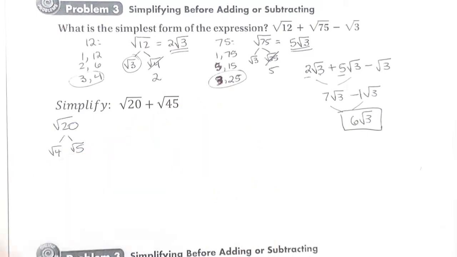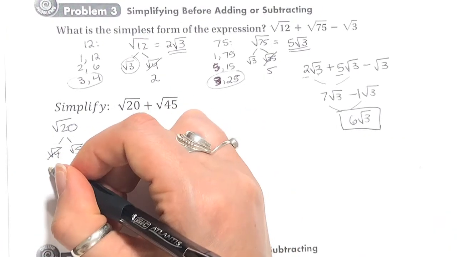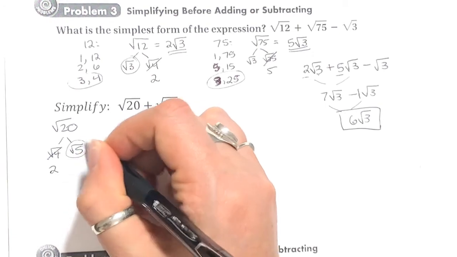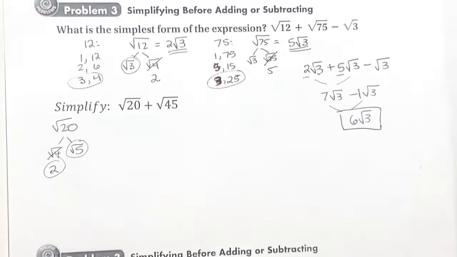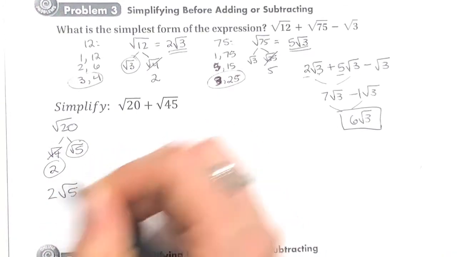So I want to pick that pair. That way I can take the square root of 4, which is a 2, and then 5 is prime, so it's just going to stay inside that square root. So that's going to turn into 2 square roots of 5.